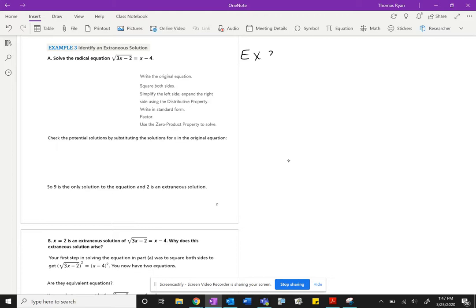So example 3, we are going to solve and identify anything extraneous. All right, so we've got the square root of 3x minus 2 is equal to x minus 4. Now, right off the bat, I promised you that using the parentheses was going to help you out, and here we go.